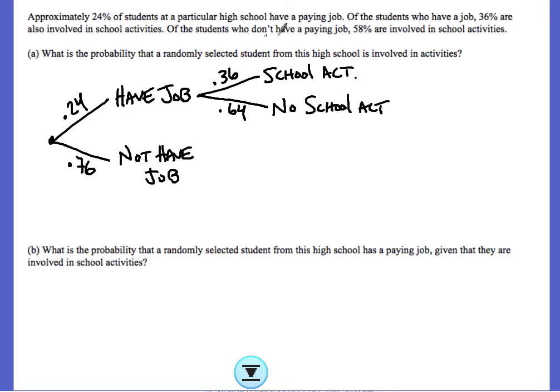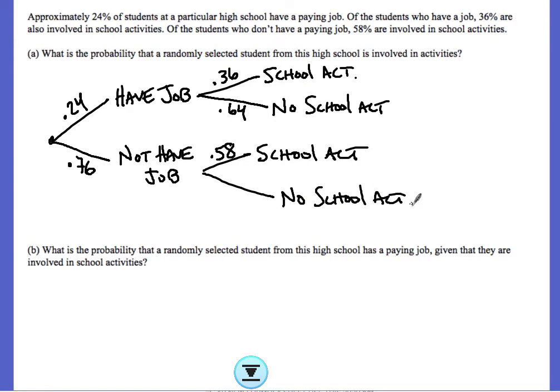Of the students who don't have a paying job, so of these students here, 58% are involved in school activities. So 0.58 are in school activities. But you might not have a job and you might not be in a school activity. So 1 minus 0.58 is going to get you 0.42.